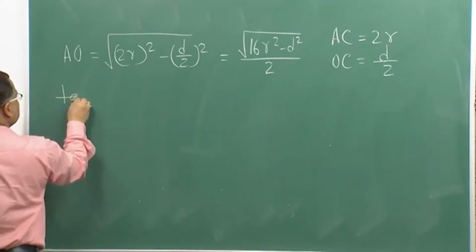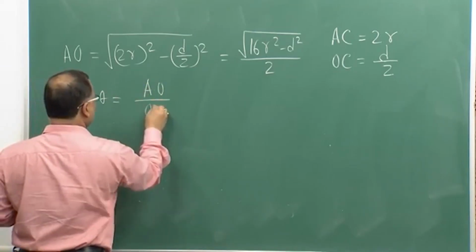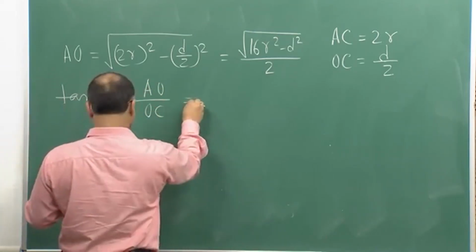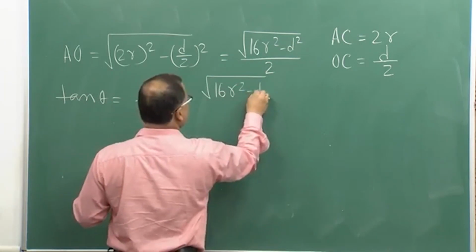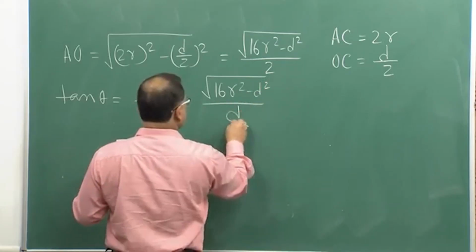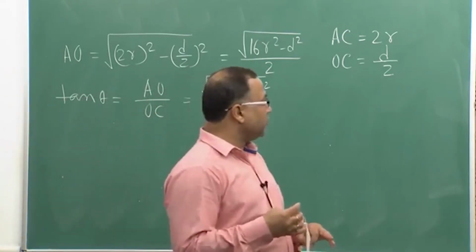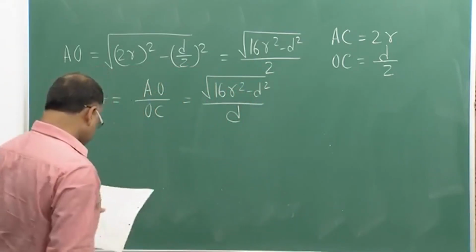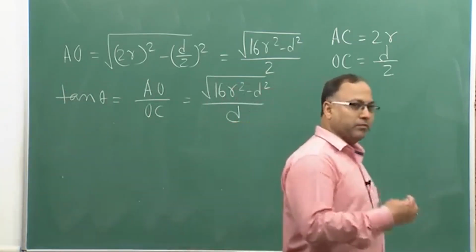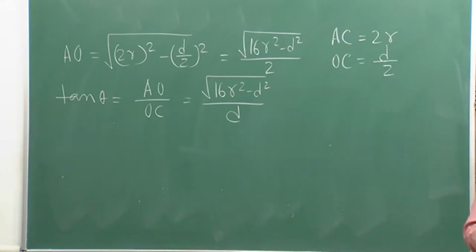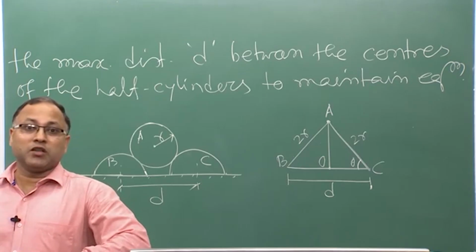Similarly, tan theta is AO by OC, and if you put the values, it is root over 16 r square minus d square, divided by d. These are the geometric configurations we have got from the figure. So, now let us jump on the actual problem. What is our next job? Our primary job is to draw the free body diagram.